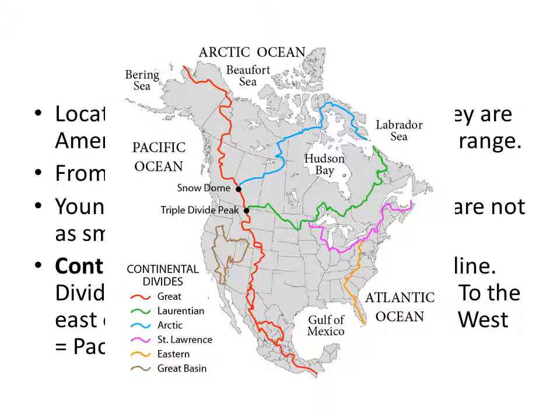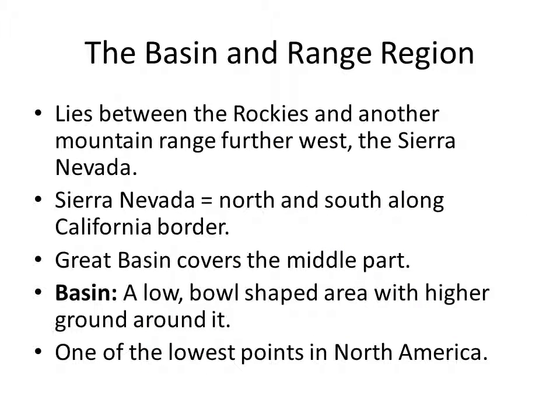And you can see where it is right there in red. The red line is the continental divide. West of it, water goes to the Pacific. East goes to Atlantic. Another region is the Basin and Range region. It lies between the Rockies and another mountain range further west, the Sierra Nevada. This Sierra Nevada mountain range goes north and south along the California border, and it's going to become important in history when we talk about the movement of settlers west.